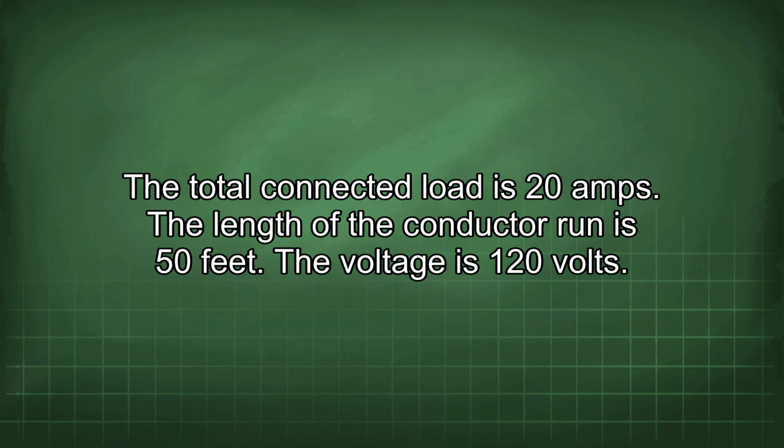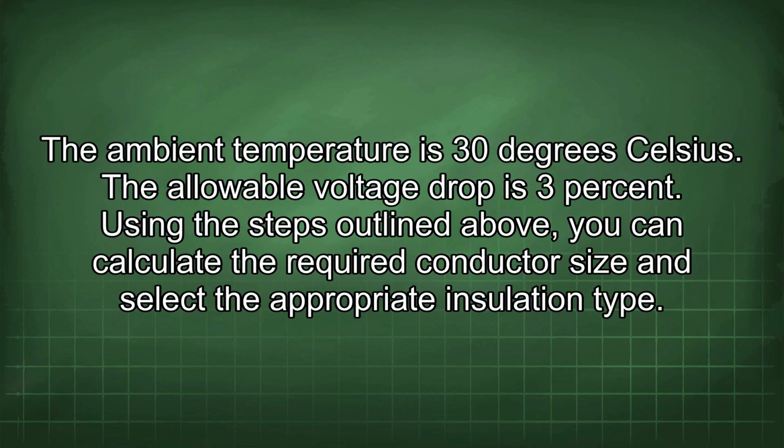The length of the conductor run is 50 feet. The voltage is 120 volts. The ambient temperature is 30 degrees Celsius. The allowable voltage drop is 3%. Using the steps outlined above, you can calculate the required conductor size and select the appropriate insulation type.